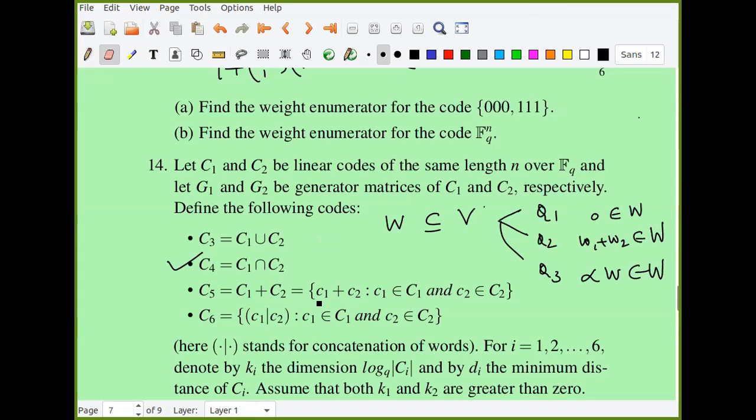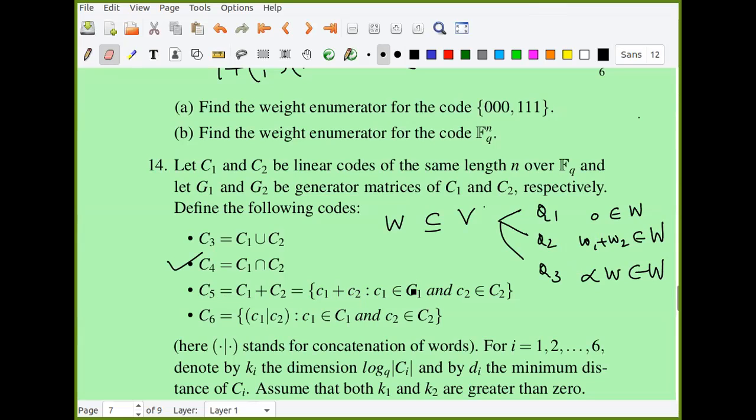Can you repeat the question? Is a zero vector belong to C5? I want to know whether it is a linear code or not, meaning subspace or not. So is a zero vector belong to this? Yes, I can take C1 zero vector, C2 zero vector, then the sum is also a zero vector. Sum of two zero vectors is a zero vector. So this is no problem, right?